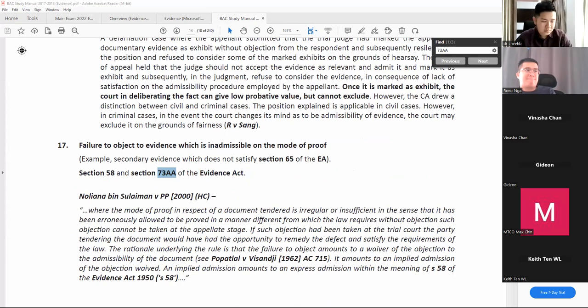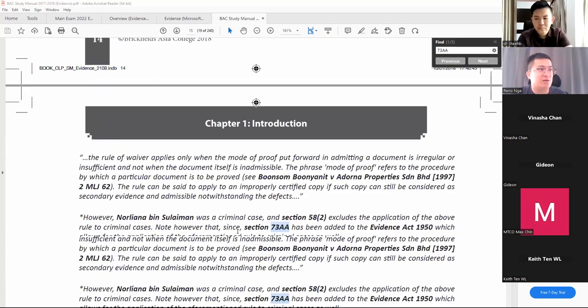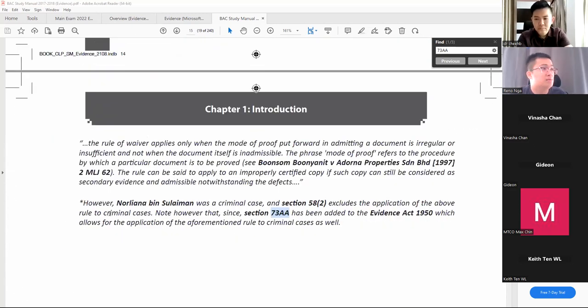For example, by right, when you want to tender this report, you must use the original. When you want to ask the witness, you must ask the person to come. But when you use secondary and hearsay, I, as the opposing counsel, never object. Then section 58 is for civil, meaning if you don't object, you accept. 73AA is for criminal, you don't object, you accept. If I'm not mistaken, like I said, I haven't studied for too long. Oh yes, correct, 58 is for civil, 73AA is for criminal.